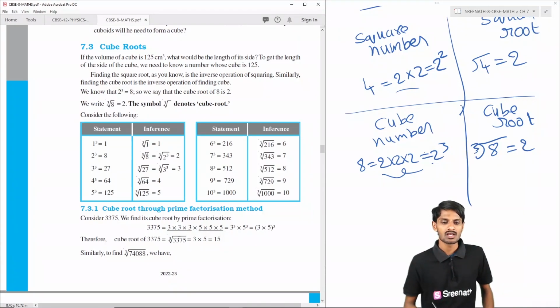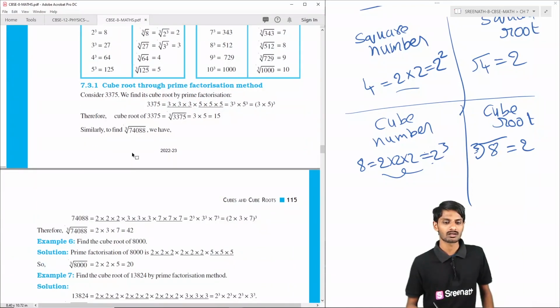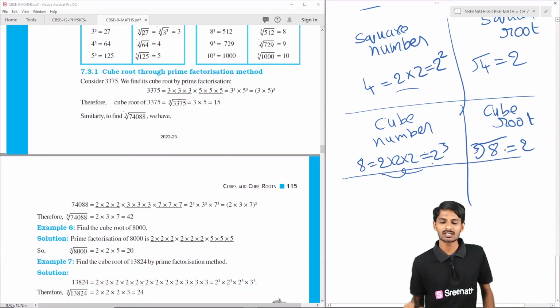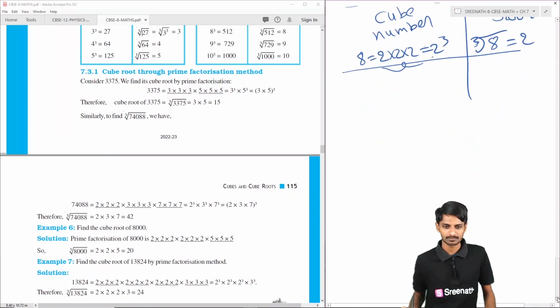That is the thing. So how to find out the cube root? Through the prime factorization method, students, which I have already told you. First we have to find the prime factors, make 3 as a group and pick 1 out of every 3. Then it will give us the cube root. We will solve some examples.